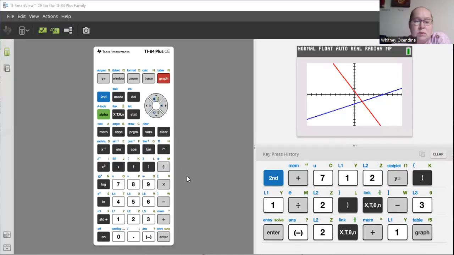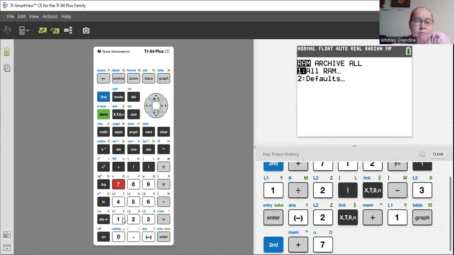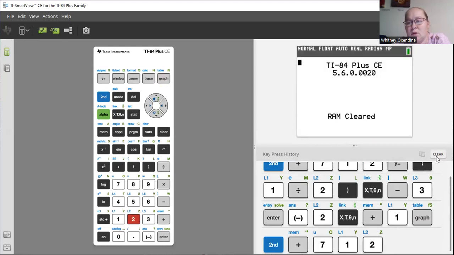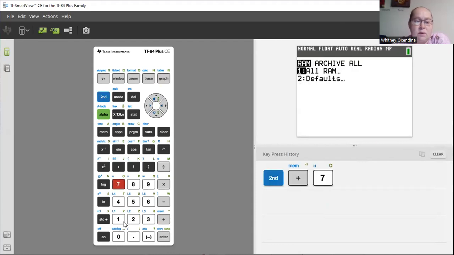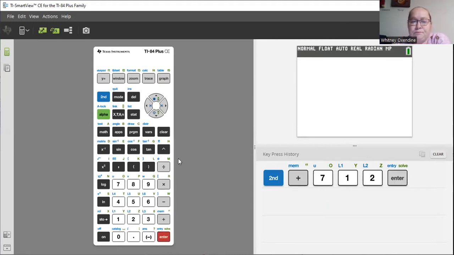So the first part that we are going to do, I'm going to pull up my handheld calculator. I always tell my students to clear your calculators all the time because of information being put in that you no longer need from previous students in the classroom. So we cleared the calculator with the steps of second, plus, 7, 2, enter.